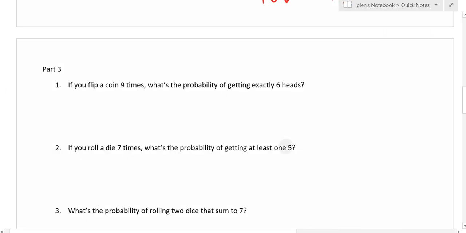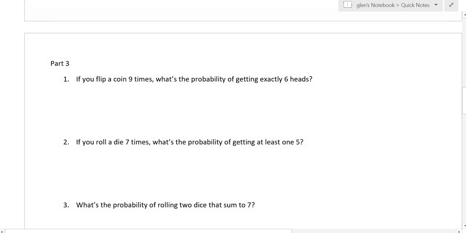Let's do some probability. If you flip a coin 9 times, what's the probability you get 6 heads? Yo, in these probabilities you got to worry about the situation we're in. We're doing 9 things, and the probability of getting what I want is always a half. This is a binomial thing.